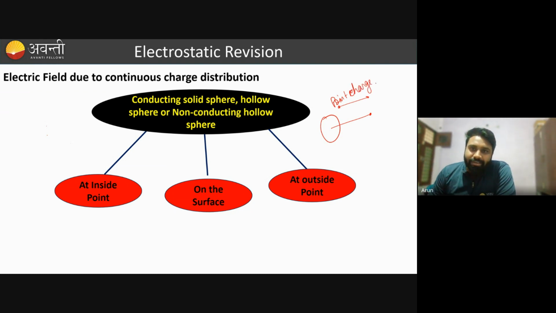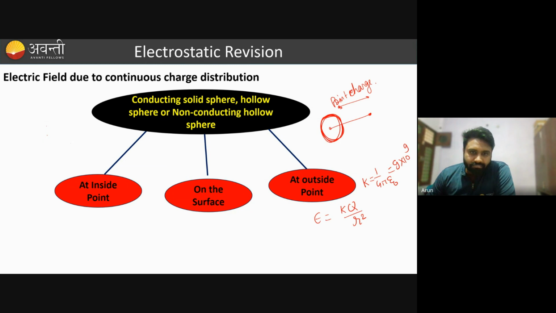It's okay. So you can consider this hollow sphere or solid conducting sphere or non-conducting hollow sphere to be a point charge if the point lies outside of it. The electric field is given by kq upon r square, where q is the charge given to the sphere and k has a value of 1 upon 4 pi epsilon naught, which is also 9 into 10 raised to the power 9, with the rest being the unit.